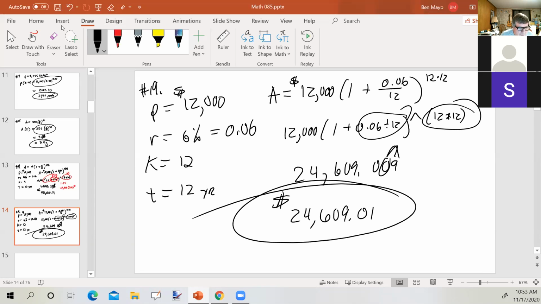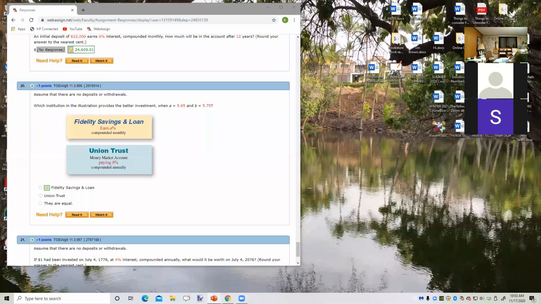Okay, number 20 coming up here. If at any time you need me to stop or go back, please say so. Otherwise, I'll just keep cranking them out here.